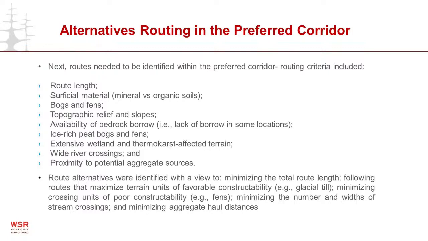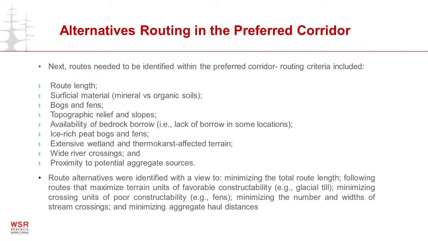And then avoiding extensive wetland and what you call thermokarst. If you've ever flown over the area, you see these round-like pits filled with water. That's what you would call thermokarst affected terrain. Obviously, width of river crossings, as mentioned before, and proximity to potential aggregate sources as well.